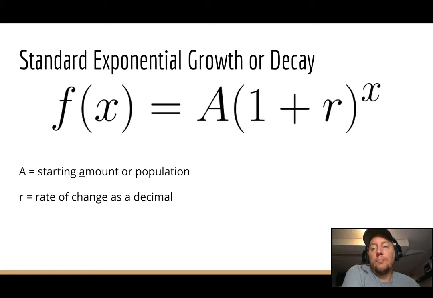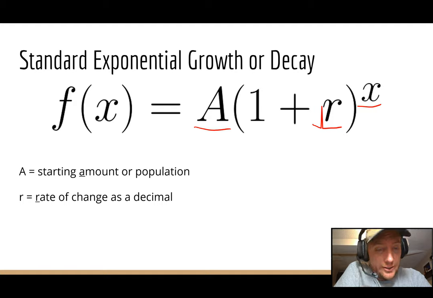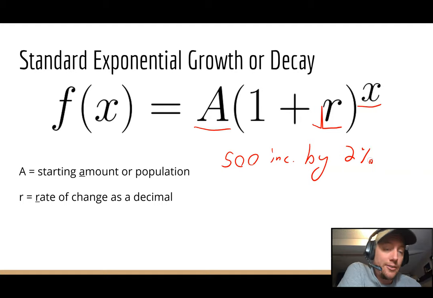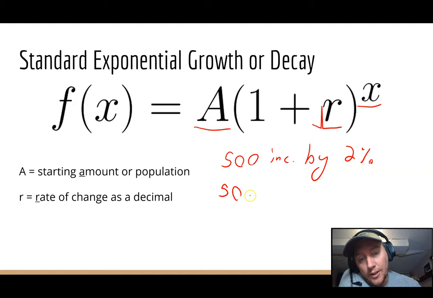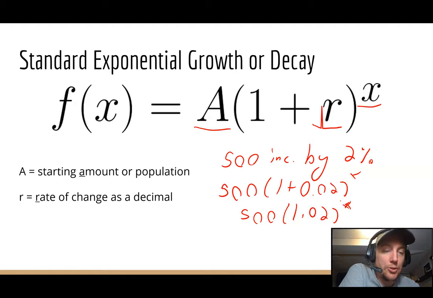Okay, so a standard exponential growth or decay formula looks like this. We have three places, technically, for variables. The x stays an x, usually it refers to time, so sometimes you'll see a t there. The capital A is the starting amount of the population, and the r is the rate of change as a decimal. So let's say we are starting with 500, increasing by 2%. That formula would be 500 times 1 plus 2% as a decimal, so move the decimal over twice, to the x, or I can just write that as 500 times 1.02 to the x. So that'd be a 2% increase.